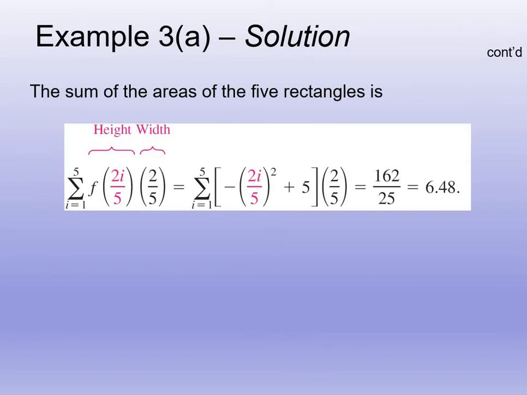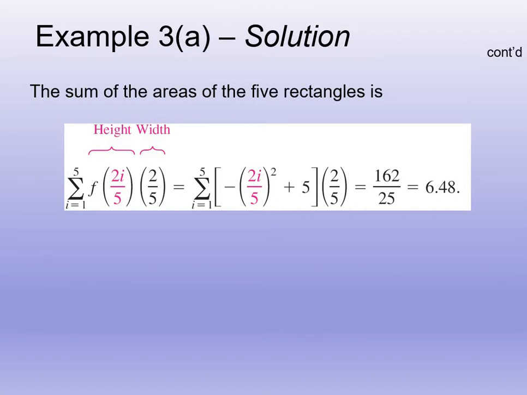Okay, and then we're going to multiply them all by 2/5 at the end. So if you put this in your calculator, you should roughly get 6.48. Or if you have to do it by hand, you're going to have to do negative 2 times 1 divided by 5 squared plus 5. Okay, and then we can multiply by that 2/5 at the end to everything.